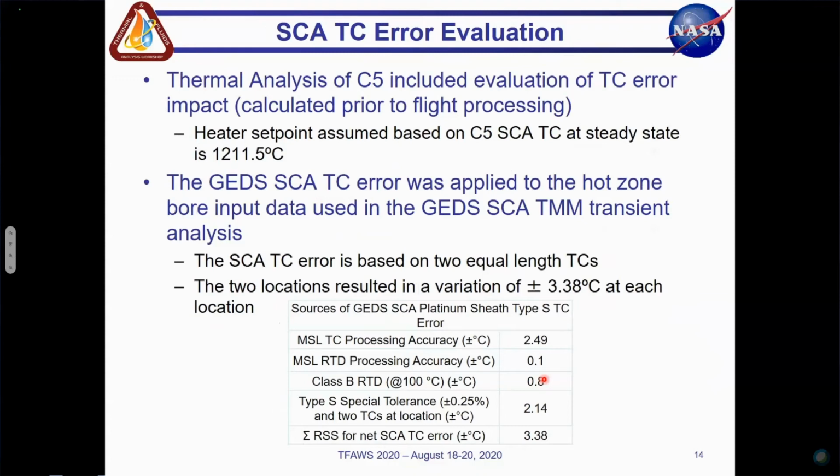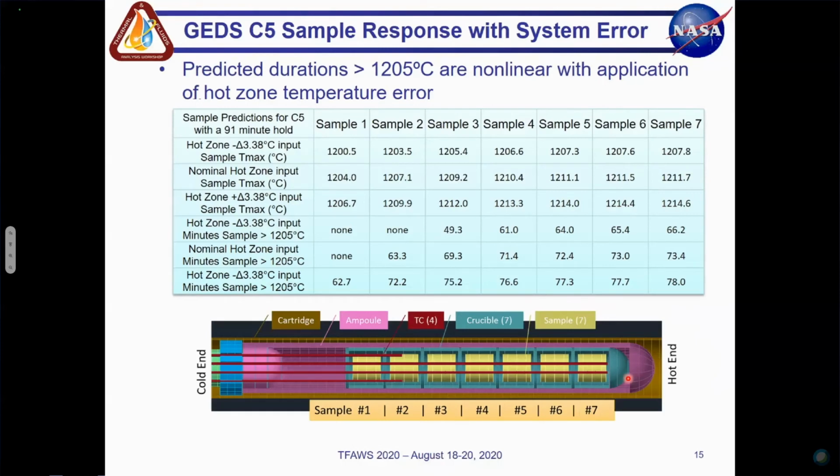Looking at the theoretical SACA thermocouple error impact on the GEDS C5 cartridge, it was assessed at 1212 degrees Celsius. The GEDS SACA thermocouple error was applied to the hot zone bore input data, and it was used in the transient GEDS thermal mass model. The thermocouple error was calculated based off each pair of equal length thermocouples, and this resulted in a variation of plus or minus 3.38 degrees Celsius. This table breaks down how we went about calculating the TC error.